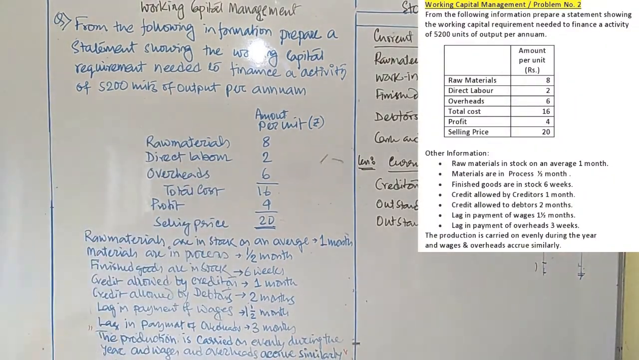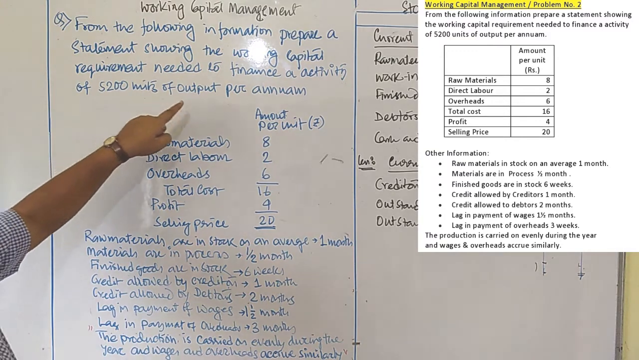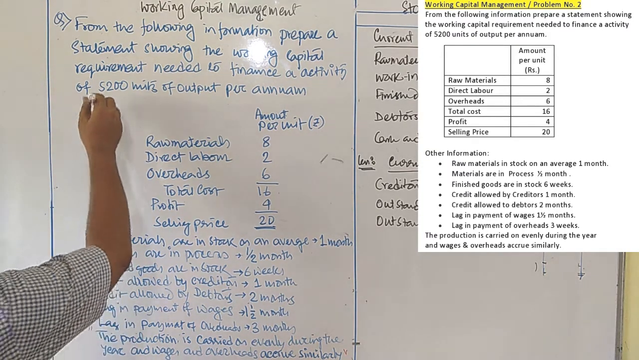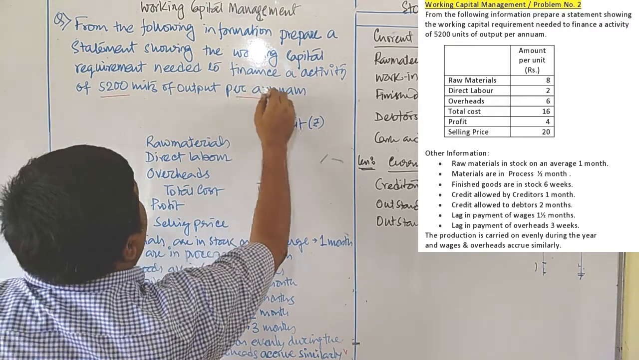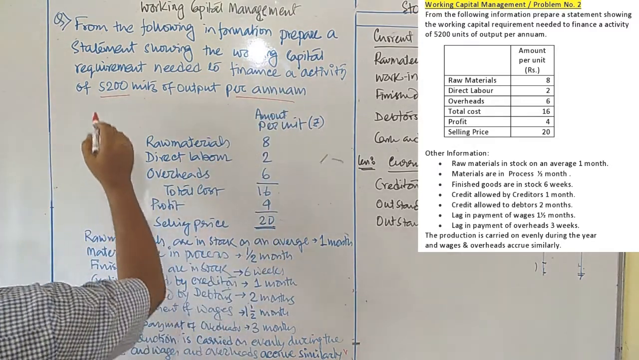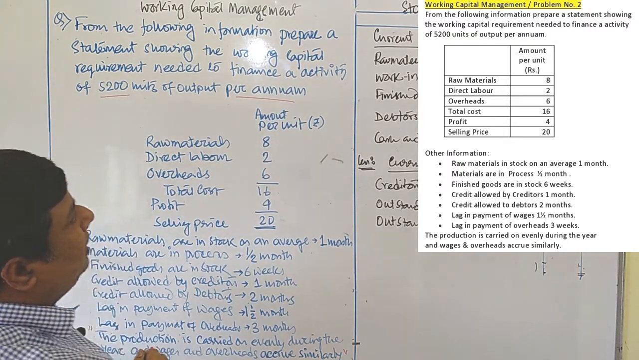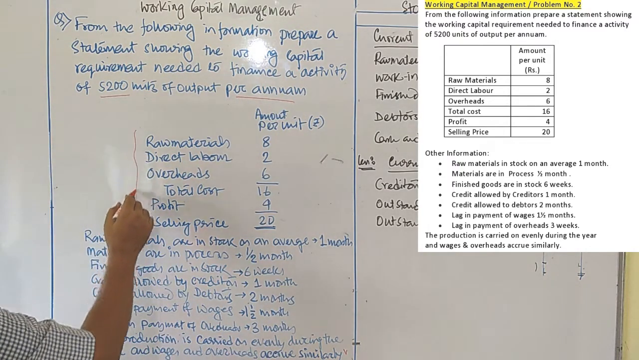First, follow the question. From the following information, prepare a statement showing the working capital requirement needed to finance the activity of 5200 units of output per annum. Annual production capacity is 5200 units. We are going to calculate what? A statement showing the working capital, statement of working capital. Look at the structure of the question.